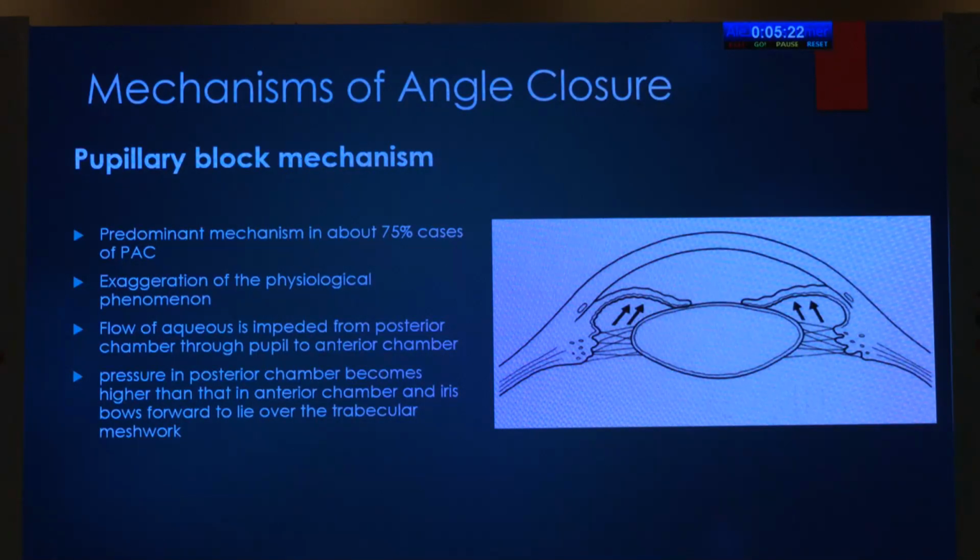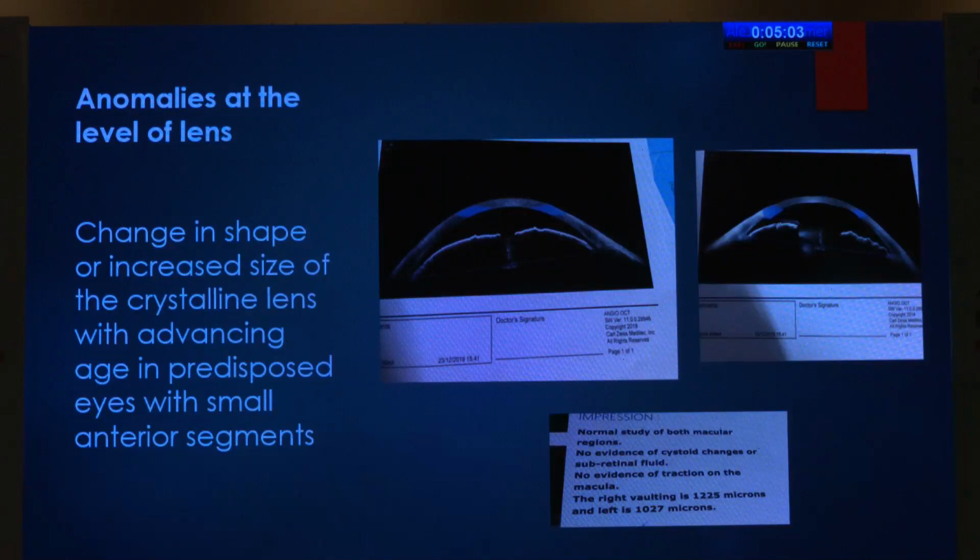Then the predominant mechanism, which is found in about 75% of the cases, is a pupillary block mechanism, in which the flow of aqueous is impeded from the posterior chamber through the pupil to the anterior chamber, and the pressure in the posterior chamber becomes higher than that in the anterior chamber, and the iris bows forward to lie over the trabecular meshwork.